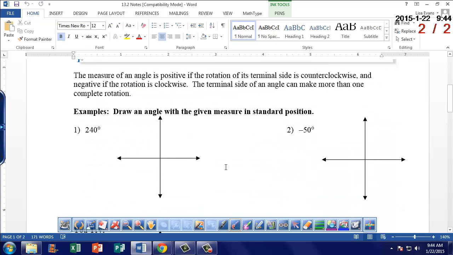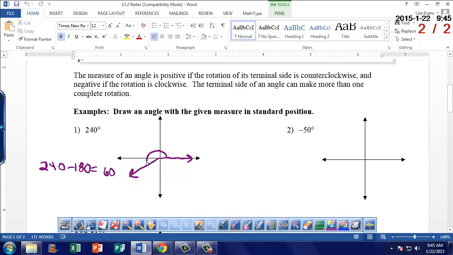Okay, draw an angle with its given measure in standard position. So you're going to go ahead and start on the positive x-axis. It's 240 degrees, so I know it's definitely going to go past the 90, it's definitely going to go past the 180, but it's not going to hit 270. So what I do is I'm going to do 240 and subtract 180. I want to know how far past 180 degrees it is, and that is 60 degrees. So I'm going to go ahead and draw it somewhere between the 180 and 270.